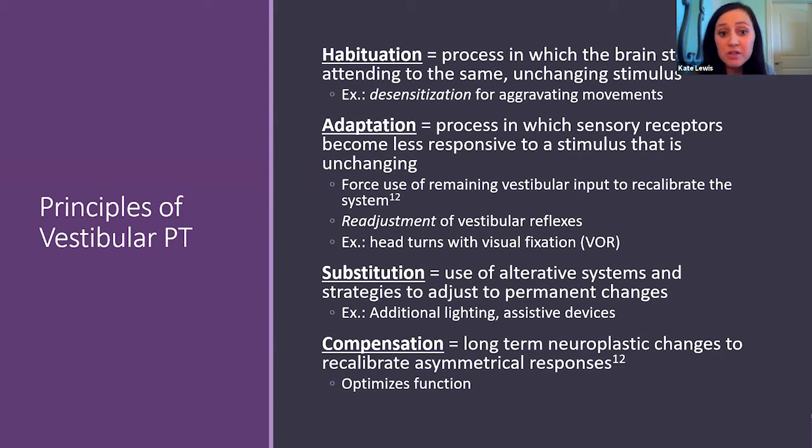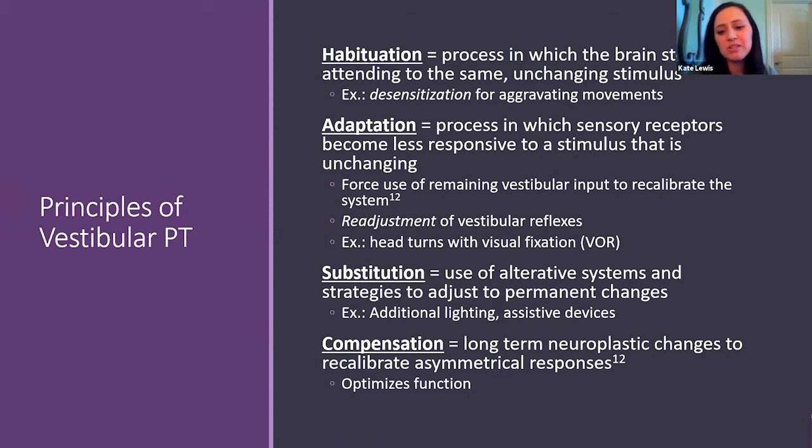Another principle would be substitution, and that's going to be the use of alternative systems and strategies to adjust for permanent changes, like using additional lighting or an assistive device, or maybe if you've got a lot of rugs in your home, maybe taping those down, or if you can, if they're like floor runners, maybe moving those altogether.